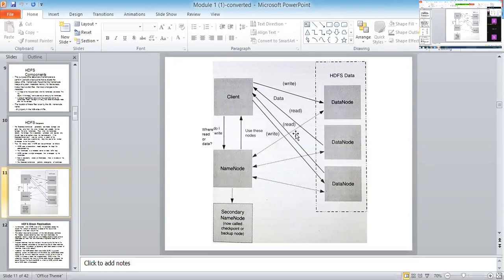So there is no direct communication between the client and the data node. We are going to involve the name node. The name node is going to identify the data nodes. Then it is going to inform the client that you can use such data. Then the process is going to take place. This is how things work in case of HDFS data.